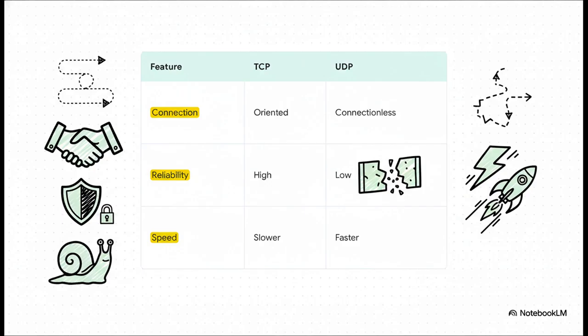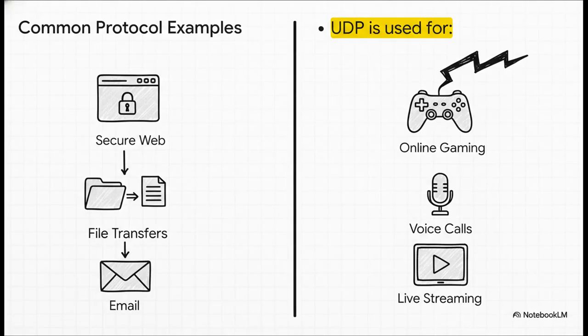TCP gives you that high reliability, that guaranteed delivery, but all that checking and acknowledging adds overhead, which makes it a bit slower. UDP, on the other hand, is all about being connectionless and fast, but it does that by sacrificing any and all guarantees. You're basically choosing between perfection and pure speed. And that choice, it really changes everything.